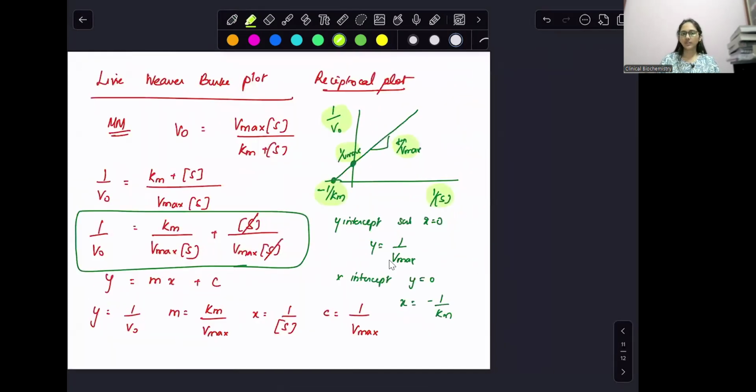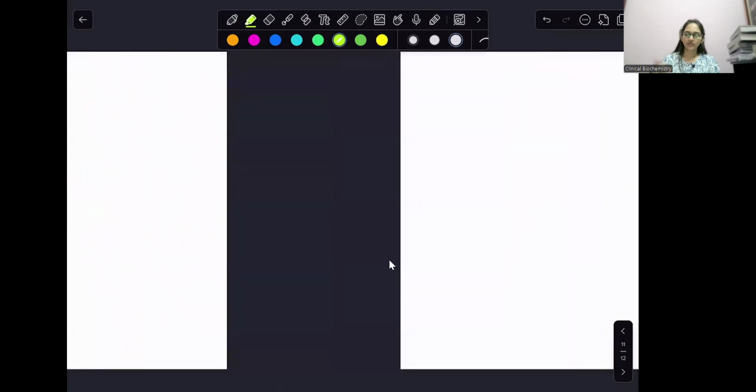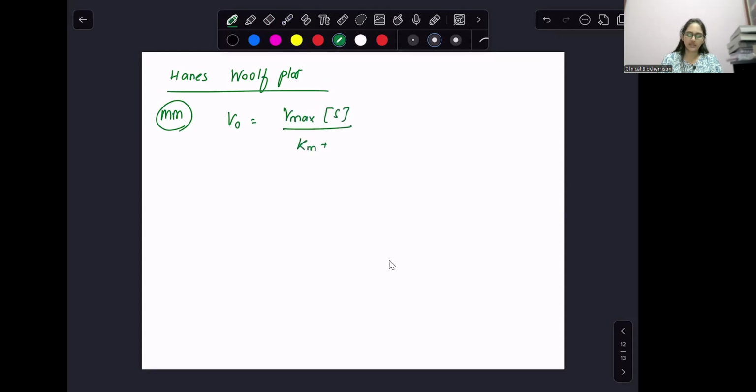So here in this Lineweaver-Burk plot, x is 1 by substrate concentration. When the substrate concentration is very small, 1 by substrate concentration is very large, and it's very difficult to plot, it seems. So that's why they have brought some other alternatives also. That is the Hanes-Woolf plot. Right. So here again, let me write this Michaelis-Menten equation. V0 is equal to Vmax into S divided by Km plus S.